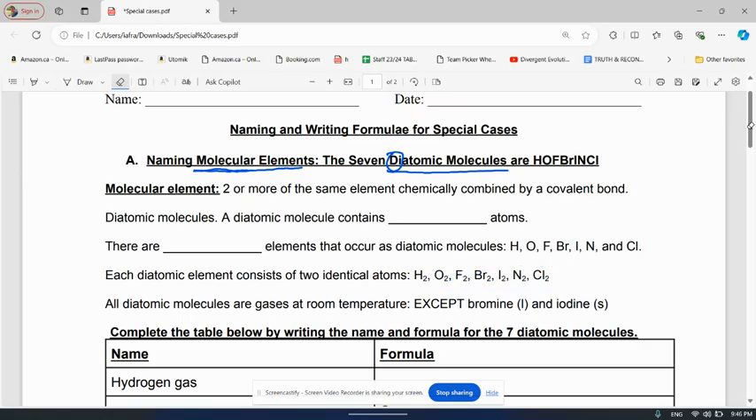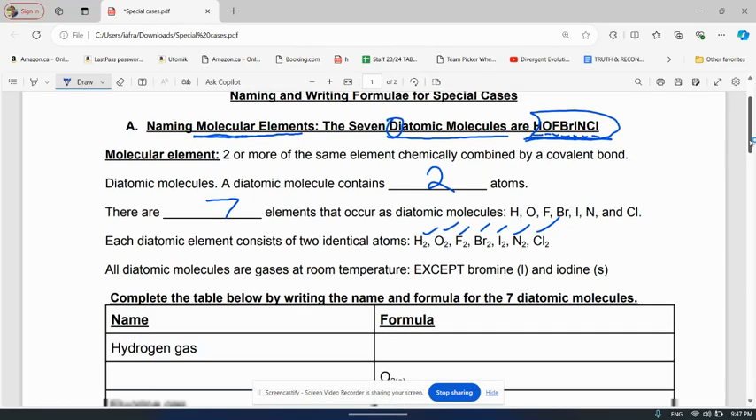And the way to remember that these substances exist in diatomic forms, and I shouldn't have said compounds here, is by using the trick Hofbrinkel. These are your diatomic elements, your molecular elements. Remember, they're not compounds because it's two of the same nonmetal connected to each other. A diatomic molecule contains two atoms specifically, and there are 1, 2, 3, 4, 5, 6, 7 of them. 7 elements that exist as diatomic molecules.